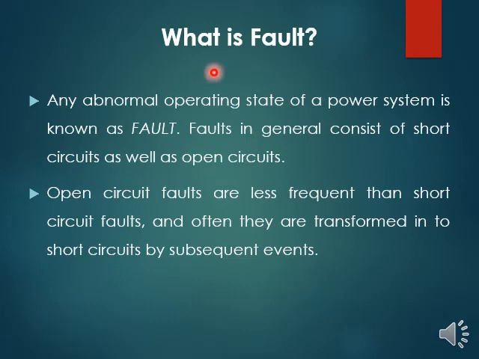What is a fault? Any abnormal operating state of a power system is known as a fault. Faults in general consist of short circuit as well as open circuit. Open circuit faults are less frequent than short circuit faults, and often they are transformed into short circuits by subsequent events.